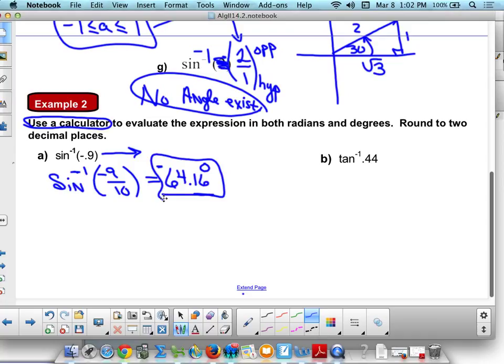Okay. How do you get the radians? You could convert if you wanted, or you could just take your calculator, shift it over to radians, punch it back in, and get what? 1.12. Okay, good. That's what Brady says. Is he right? Yeah. Okay, all right, move on.